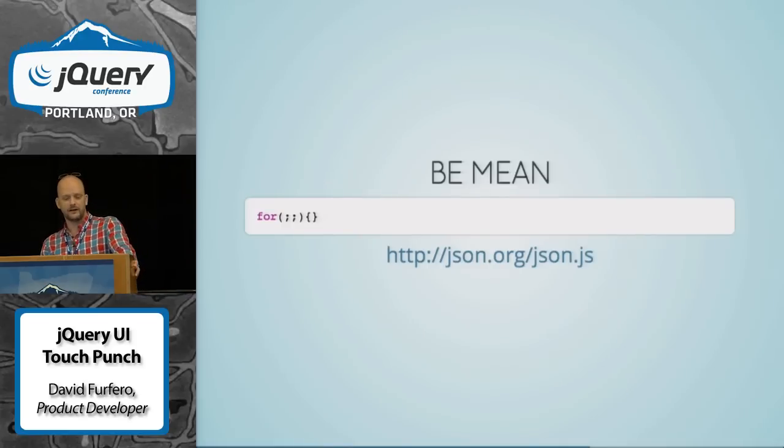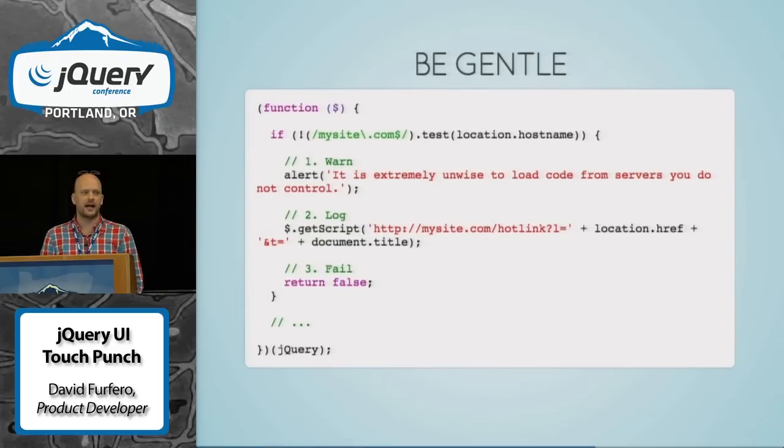So there's another way to deal with this. Be gentle. Just do a check. If the domain fits inside of your happy white list, then let it through. If not, warn. Throw up an alert saying, this is uncool. Do not load code from servers you can't control. Second, log it, which is what I did. Created a hot linking script, and I stored the location and the document title in case the location was an IP address. I could try and reverse social engineer the culprit out of their title, and then return false. Don't let them use it. And their site will fail, but it won't hurt the user painfully.